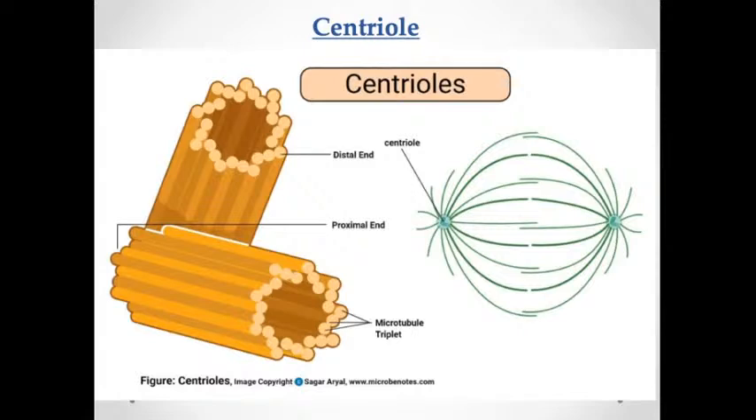So there are centrioles. Here you can see that they are present during mitosis and meiosis, which helps in the separation of chromosomes during mitosis and meiosis. So it has a distal end and a proximal end, and these are the microtubule triplets. These are microtubule triplets, and they are arranged in this pattern in the centrioles.